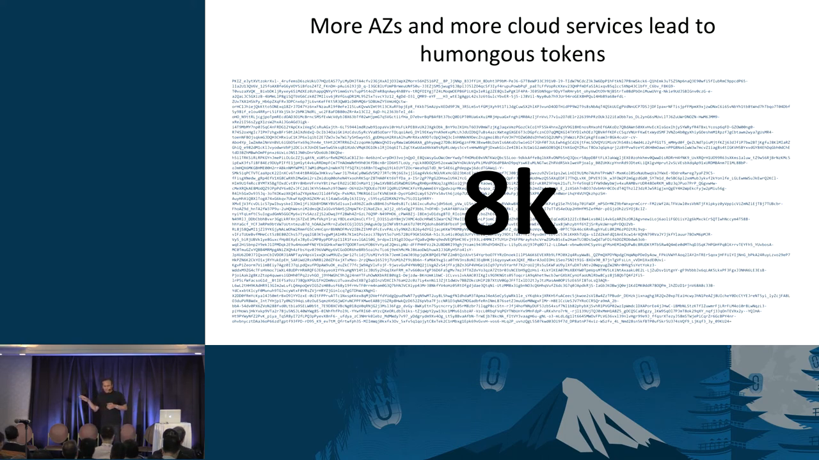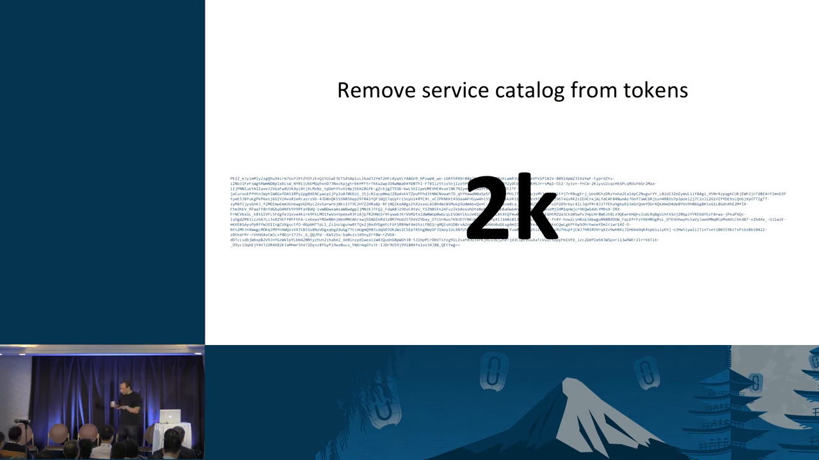And it's pretty dumb if you think of it, because why would you want to put a catalog in the token? And so we ended up patching Keystone to reduce the token size to somewhat manageable levels. Now we are at a point where it's around 2K. We don't care about the catalog in the token anymore. We had to patch some parts of OpenStack to get that.